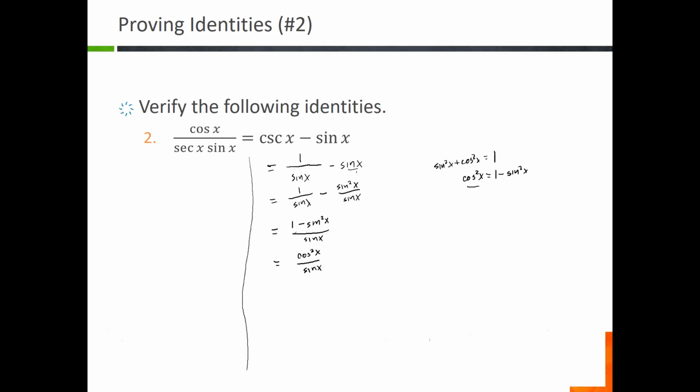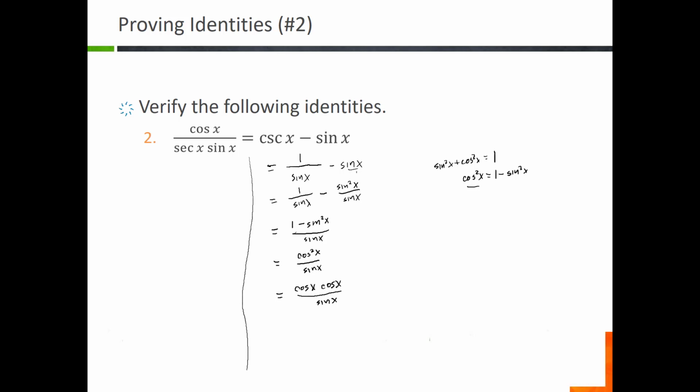Okay, so just compare where I'm at with where we want to be. I actually have 2 cosines on the top because it's cosine squared, and I have a sine on the bottom. So I could even break this apart and rewrite this as cosine x times another cosine x all over sine x. Look at where this is at. I have a cosine on the top and a sine on the bottom. So that's already 2 of the 3 terms in this.